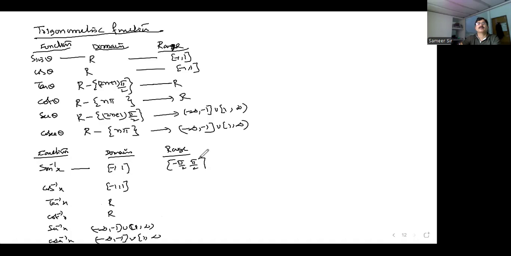Whereas here, this is a closed interval -pi/2 to pi/2. This is closed interval 0 to pi. This is -pi/2 to pi/2, and this is 0 to pi. And here 0 to pi, but we have to remove pi/2 from this. This is -pi/2 to pi/2, and we have to remove 0. You should know this.